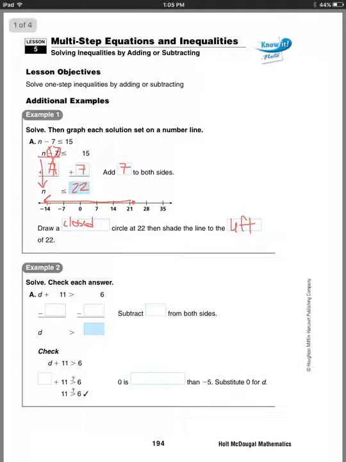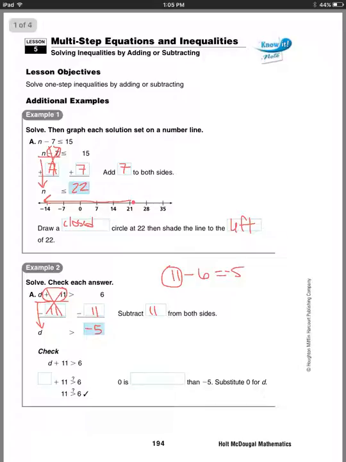Solve. Check each answer. Side with the variable. Circle your constant. 11 is being added. The opposite of adding 11 is subtracting 11. Our 11s are opposites and cancel. Our d comes straight down. We have 6 minus 11, so we take the absolute value of each, 11 minus 6, and we get 5. 11 is the greater absolute value, and there's a negative sign in front of it, so it is negative 5.